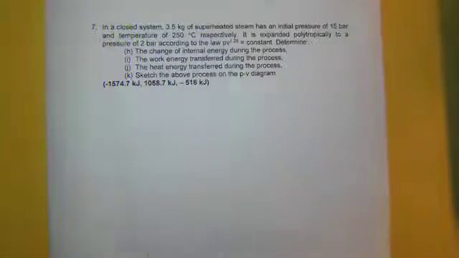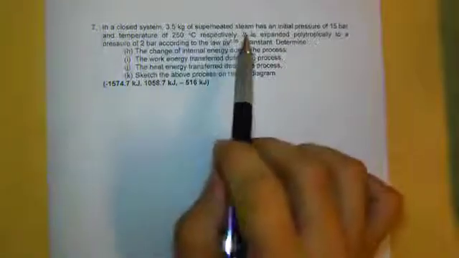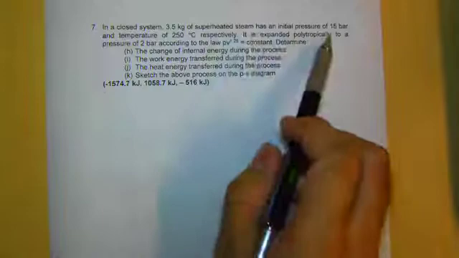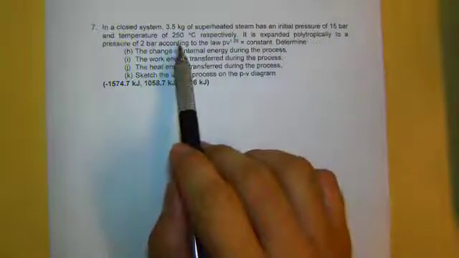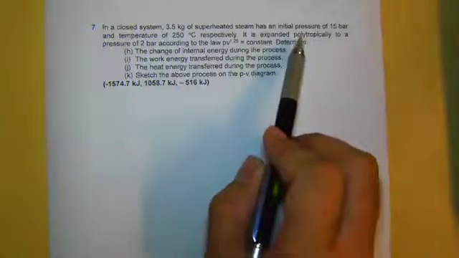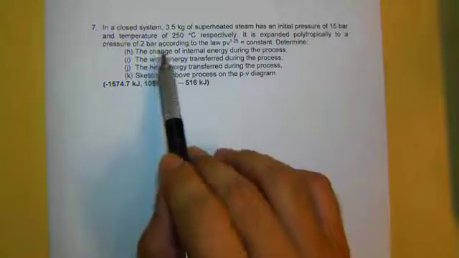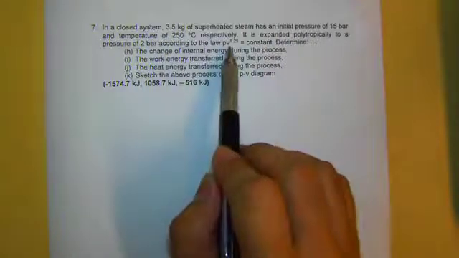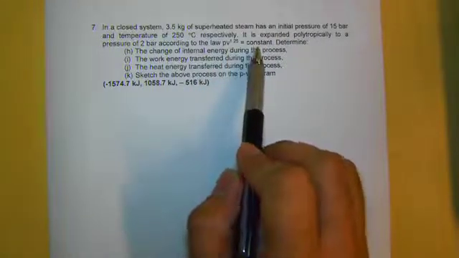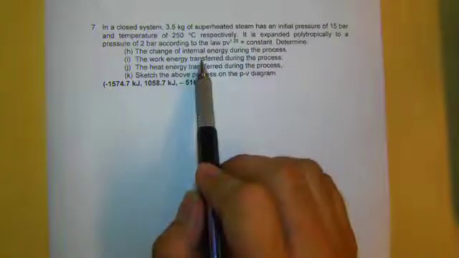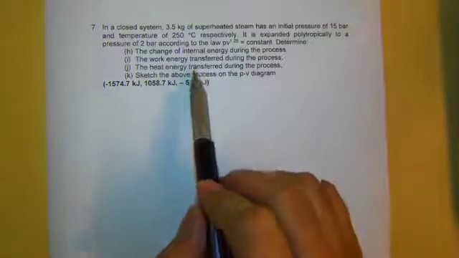Okay, lastly, for question 7, we have a closed system, 3.5 kg of superheated steam at an initial pressure of 15 bar and a temperature of 250. Expanded polytropically to a pressure of 2 bar according to the law PV^1.25 equals constant. Again, determine the change in internal energy, work done, heat, and sketch.